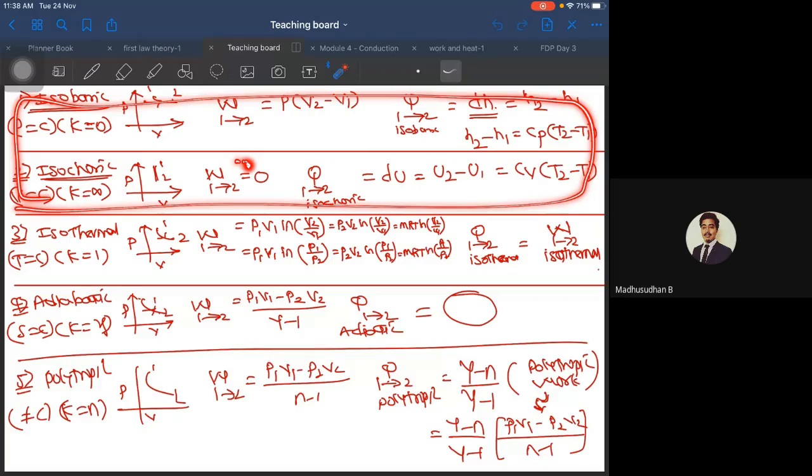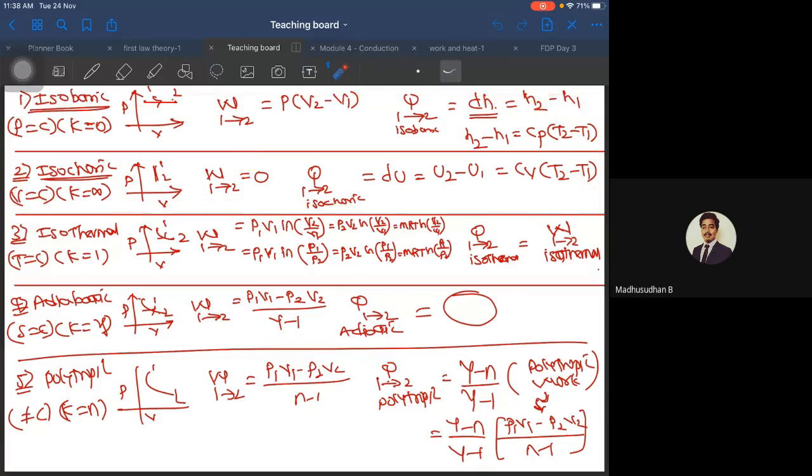Any doubt? No. Okay. Next one is the isothermal process. In this particular process, the temperature remains constant. The value of K is 1, and it is represented as a curve in a PV diagram. The work done expressions are given in 6 different forms. The first form is P1 V1 into ln of V2 by V1. Second is P1 V1 into ln of P1 by P2. The third is P2 V2 into ln of V2 by V1. The fourth is P2 V2 into ln of P1 by P2. The fifth is mRT into ln of V2 by V1. And sixth is mRT into ln of P1 by P2.